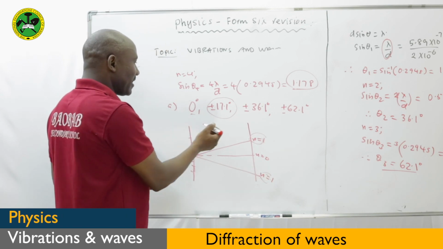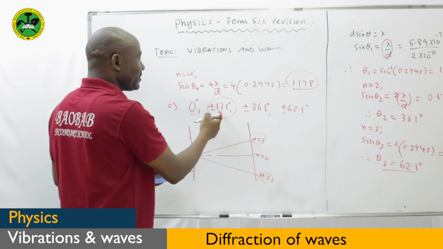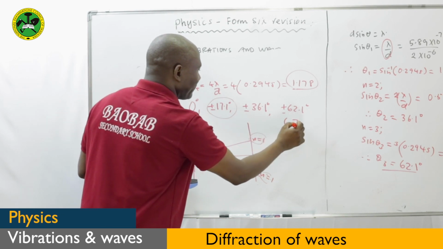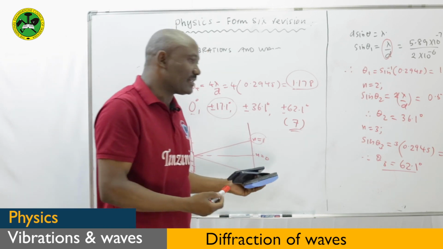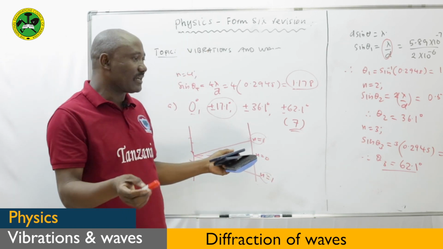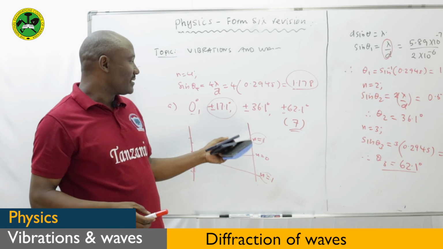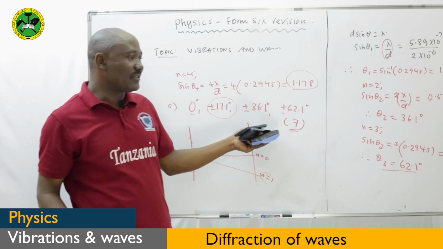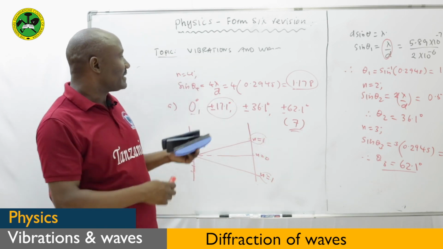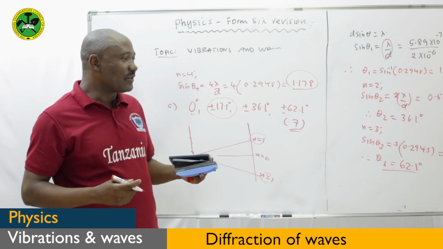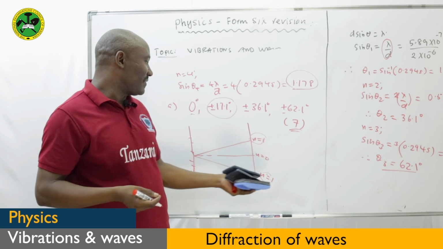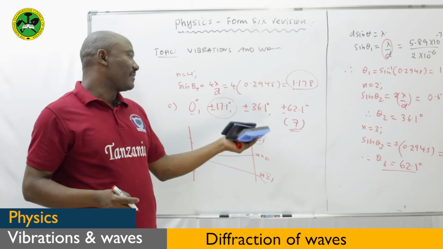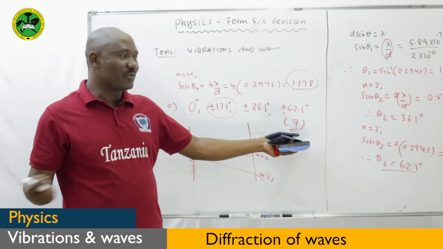So in total we have 1, 2, 3 times 2, 6, plus the central, so you have 7 images. Or you say there are 3 images on either side of the central maximum. So that's part A. Part B, if you want to see how many diffraction maxima can be observed, we have seen there are 3 on either side, or in total there are 7.